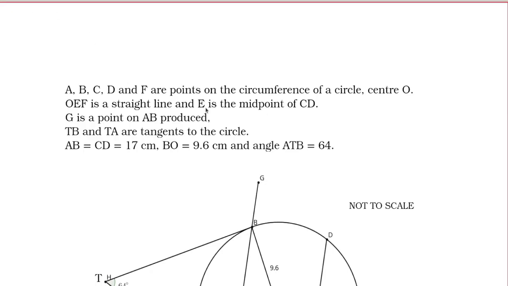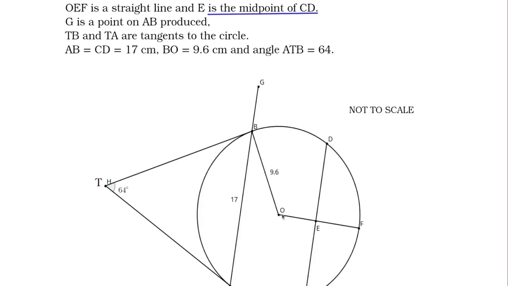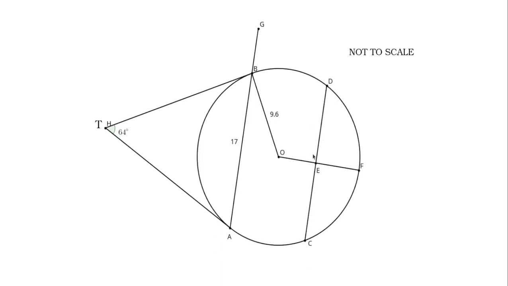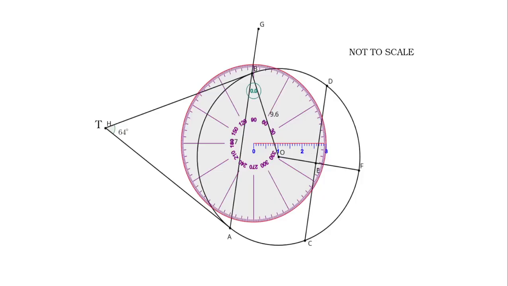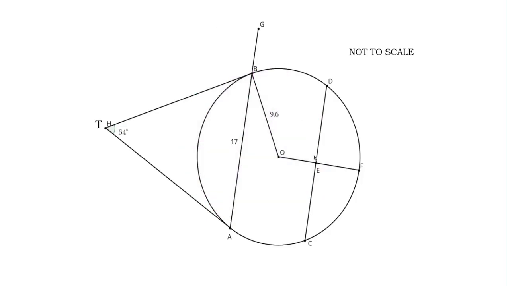Now this is a theorem, or rather a circle property, which says that when a line is drawn from the center to the midpoint of a chord, and this is a chord, this line is going to be perpendicular to the chord. So basically this is 90 degrees. Why do we say that? Because we were told that E is the midpoint of line CD.